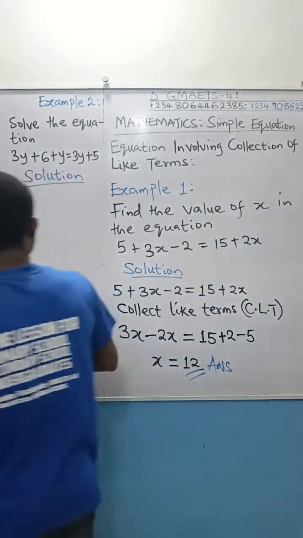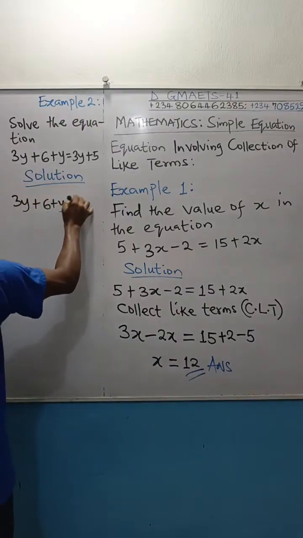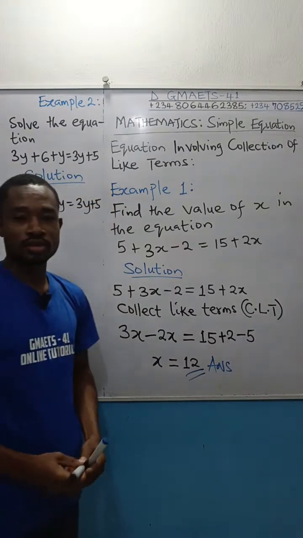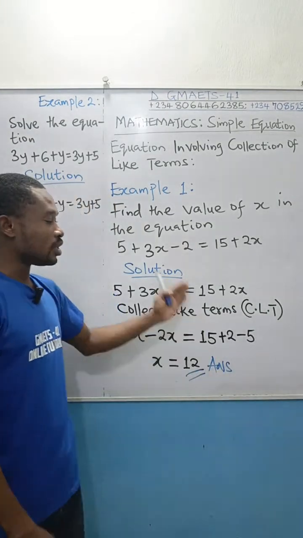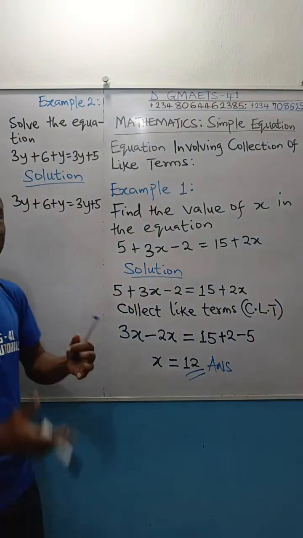3y plus 6 plus y equal to 3y plus 5. You are asked to solve this question. So what do we do? Just like we did in question number 1. From here, what you are looking for is y.